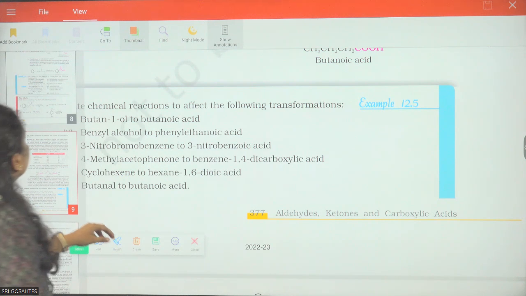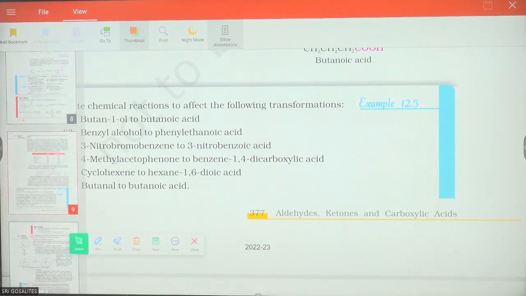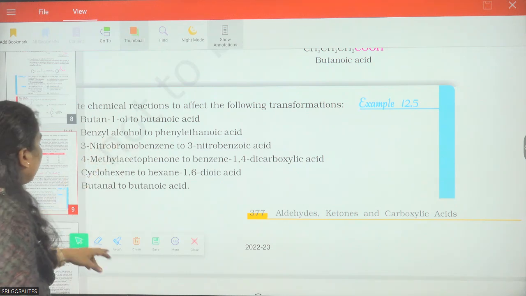Now they have asked you, how would you convert butan-1-ol to butanoic acid? Any strong oxidizing agent you bring, and you'll be able to do that. Okay.